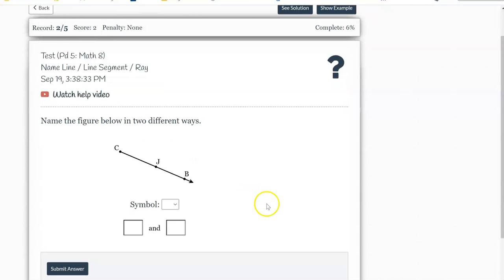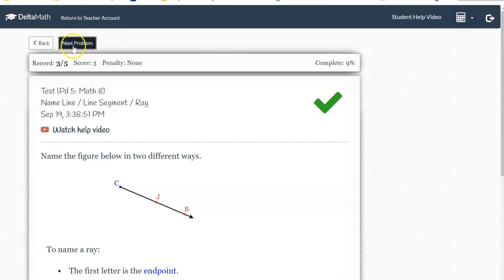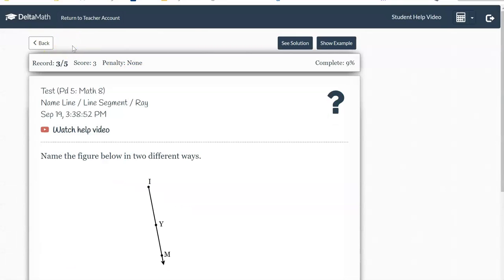All right, let's try one more. This is a ray again. So in a ray, you choose the right symbol, one endpoint, one arrow, and you must always start with the endpoint. So in these cases, it's a C, one with a J, one with a B. The only other option that you can have is a line segment that would have 2 endpoints.